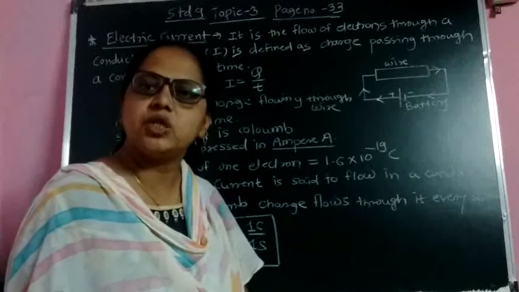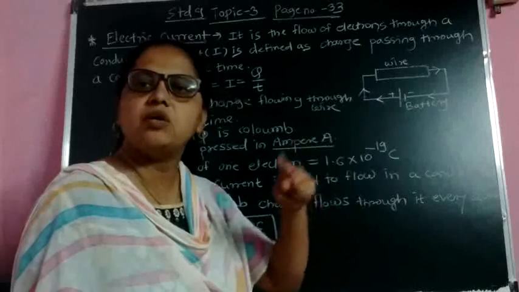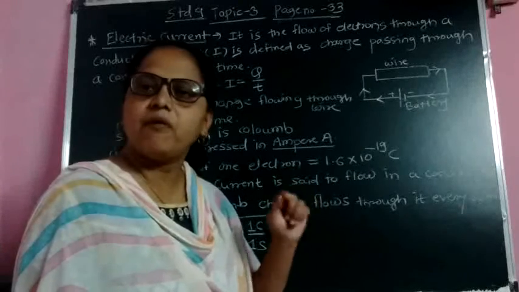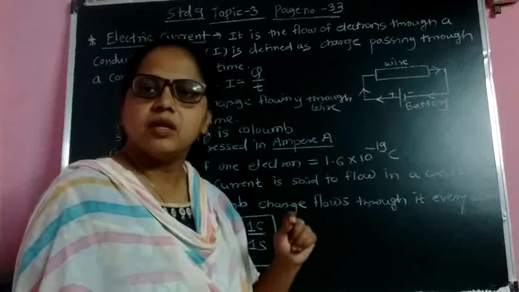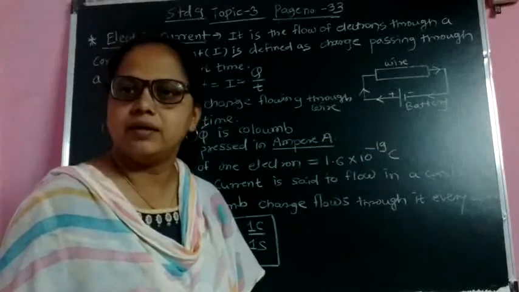It is a sign convention in physics to show the direction of current from positive terminal to negative terminal with the help of an arrow, but actually the current flows from negative terminal to positive terminal of the battery.